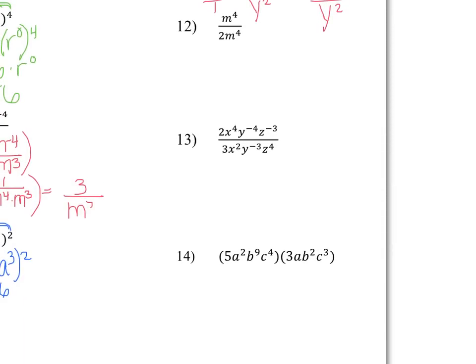For number 12, we have m to the 4th divided by 2 times m to the 4th. Remember, if there's no number there, you could say 1. So what I'm going to have is 1 over 2. So that's me grouping my numbers. And now I'm going to group my m's. M to the 4th divided by m to the 4th. So this is going to be 1/2 times m to the 0th, which is 1. So this is going to equal 1/2.